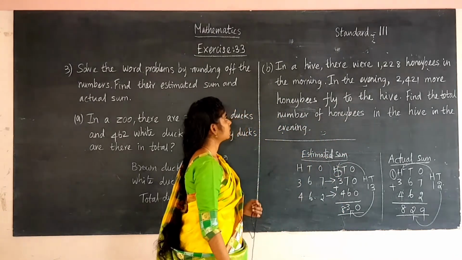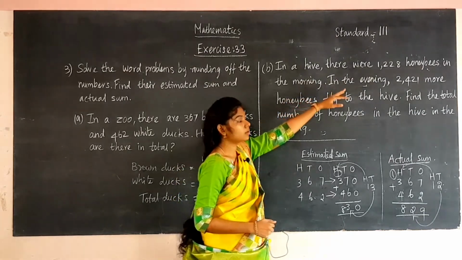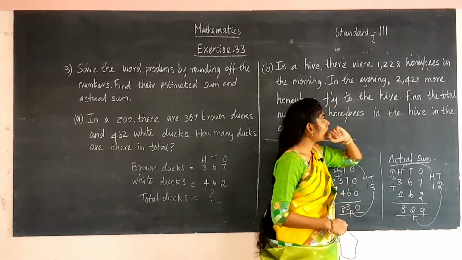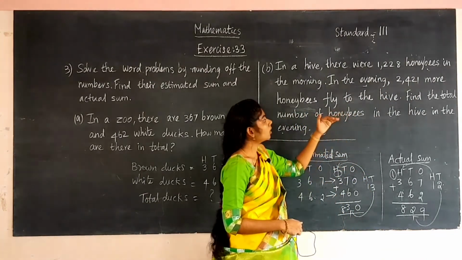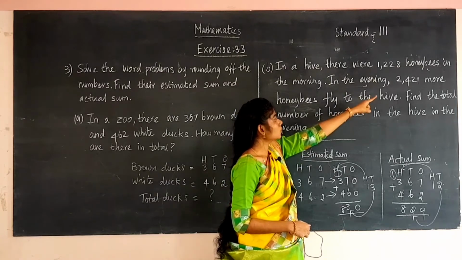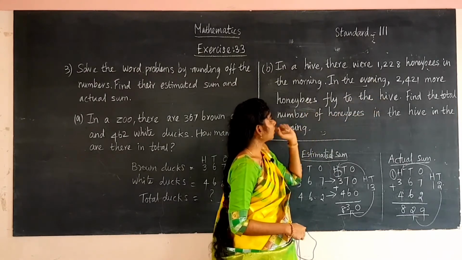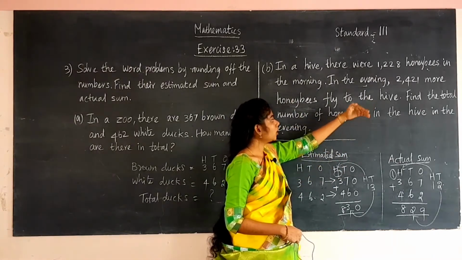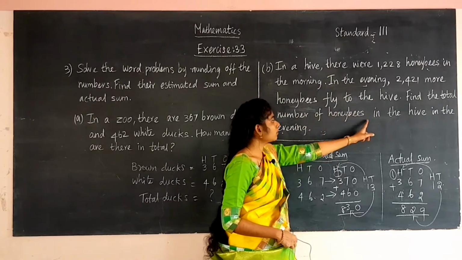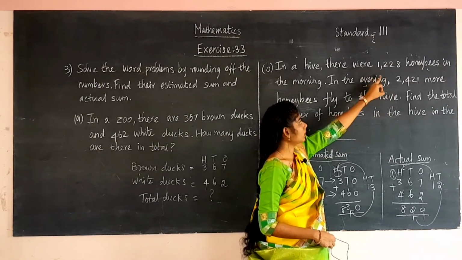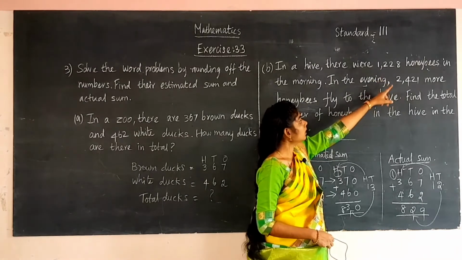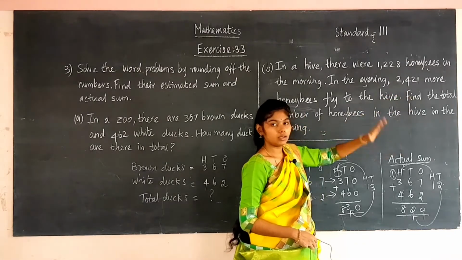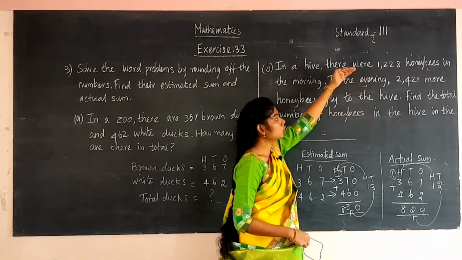So what is given in the question is, in the morning how many honeybees are there means 1228. In the evening we have found more than that. More than that means how many more, it is given, that is 2421 more honeybees fly to the hive. So that many have flown to that hive. So the total number of honeybees in the hive: first it is 1228 and then next it is given as 2421 more than that.